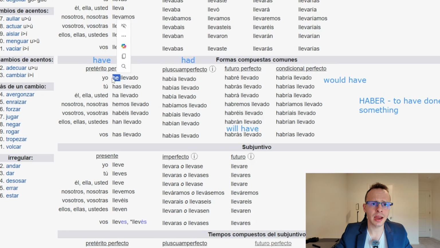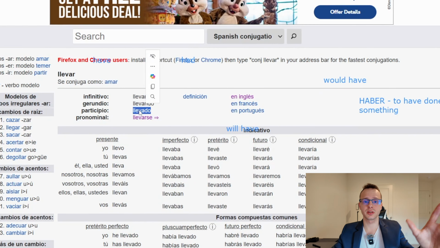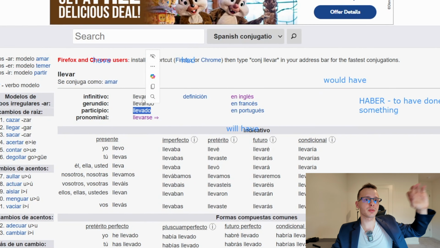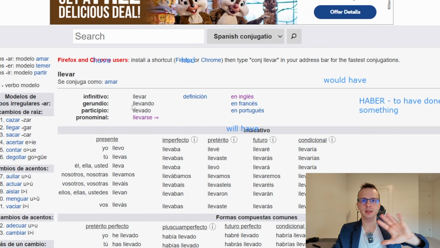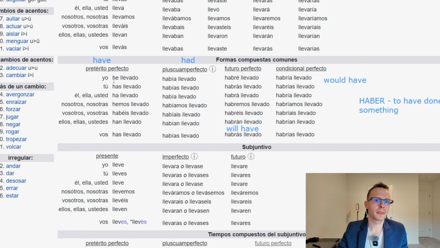You've got a, and then you notice here llevado, so you come up here and you're like, oh, that's the past participle form. I'm going to show you a different verb chart in a second so that you can see the similarities, because you come down and you're like, oh, has, hemos, han llevado. This is I have taken, you have taken, we have taken, they have taken, etc. And then this is the same thing. Notice llevado, llevado, llevado. The only thing that changes is the conjugation of haber.